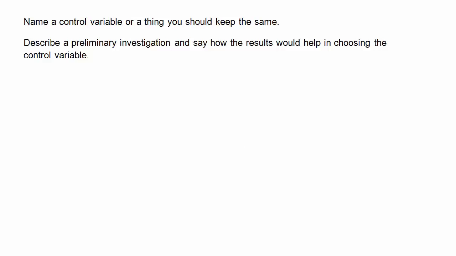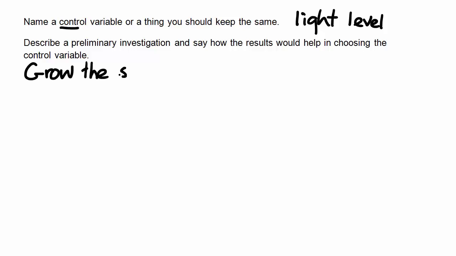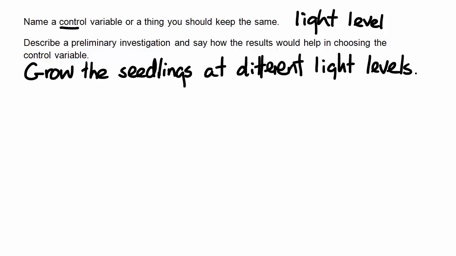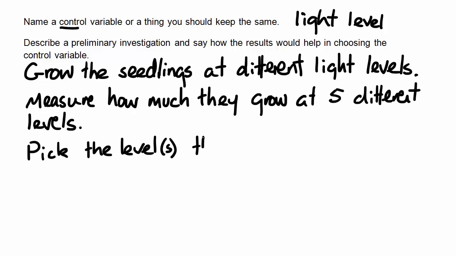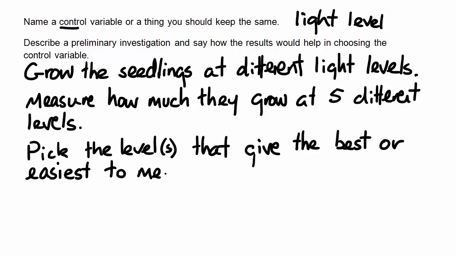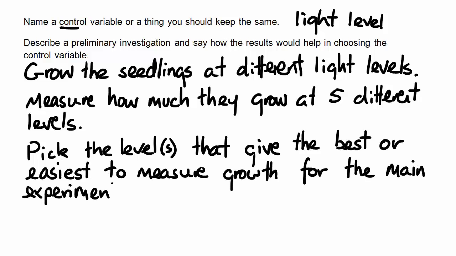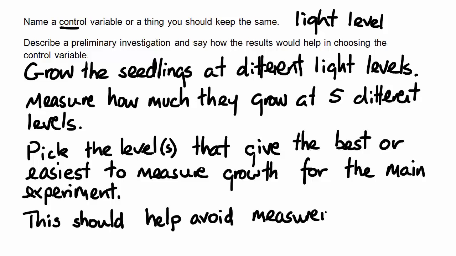For question 2, the specimen papers normally talk about a control variable and a preliminary investigation. So let's take an imaginary scenario where we're looking at seedling growth and the control variable we're choosing is the light level. We need to describe a preliminary investigation and say how these results would help in choosing this control variable. So we could grow seedlings at different light levels and measure how much they grow at, for example, 5 different levels. We'd then pick the level or possibly levels that give the best or easiest to measure growth for the main experiment. This would mean that it would help to avoid measurement errors.